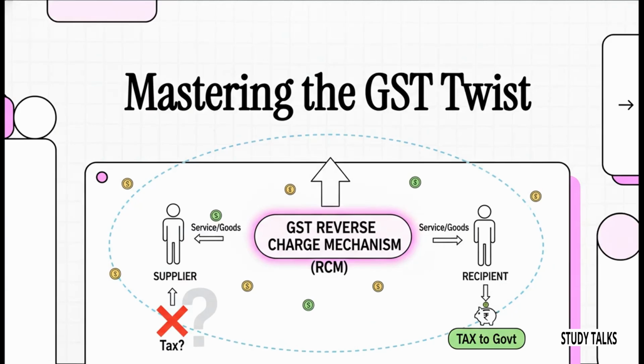So when we learn GST, there's this one simple rule, right? The person who supplies the goods or services pays the tax. But what if I told you there's a massive curveball, a twist that the ICAI loves to use, where that entire rule gets flipped on its head? A situation where you, the person receiving the service, have to pay the tax. Let's break down this exact exam trap.